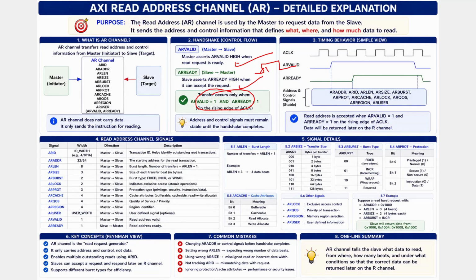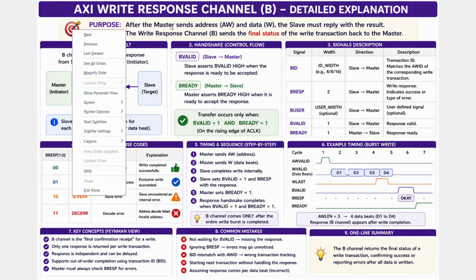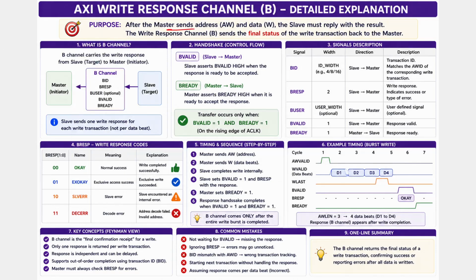And these are the response signals. This is the write response channel, right? That is the AR channel, the read address channel. Write response channel, what signals do we have? See, I told you about the write response channel. After the master sends the address and data, the slave must reply for that. That will happen here. So the write response channel is the final status of your transaction. The slave will send the status of the data or address to the master, whether it was received properly.